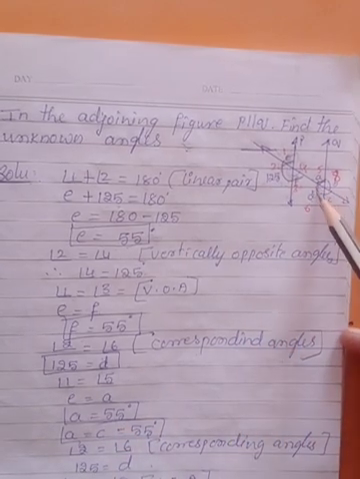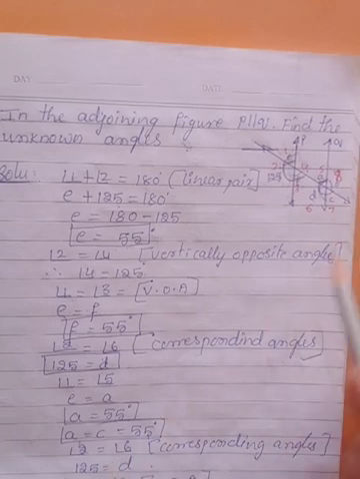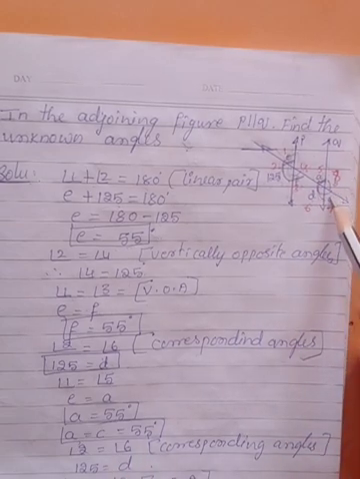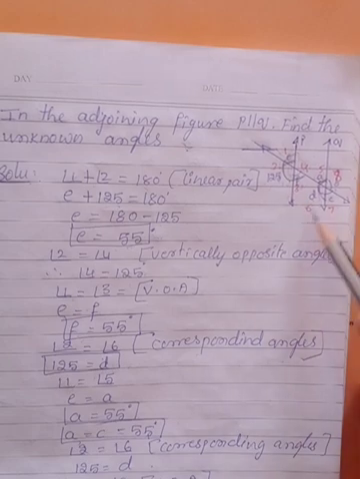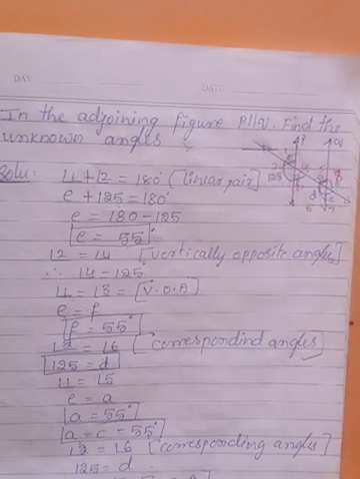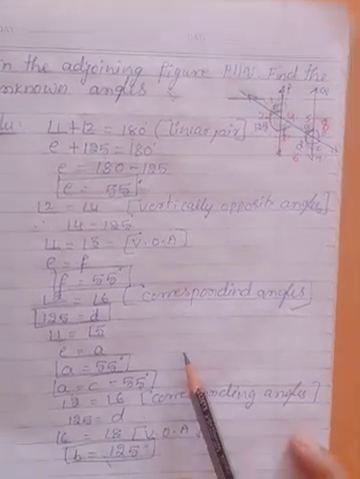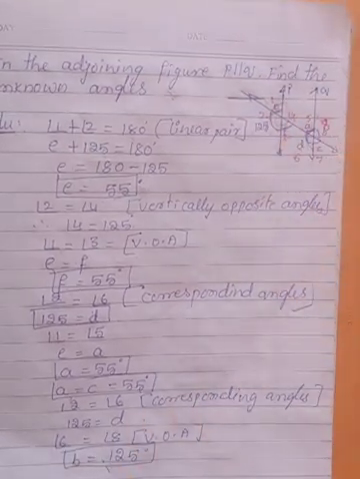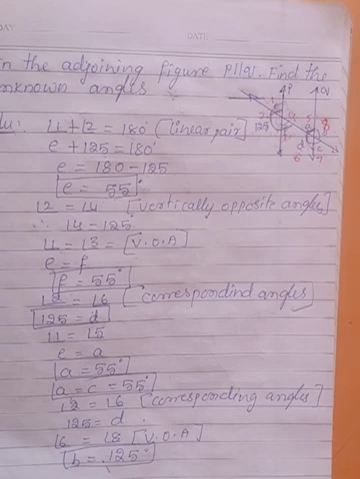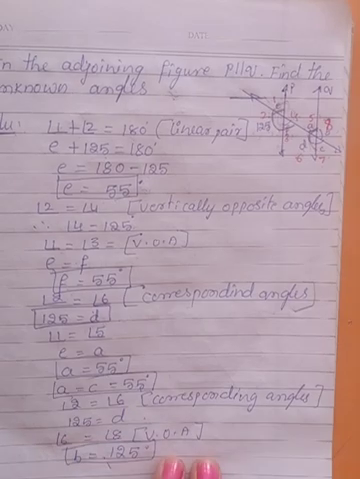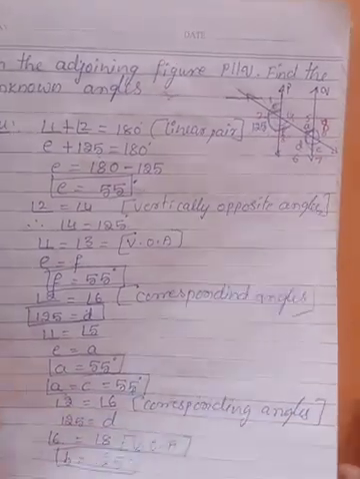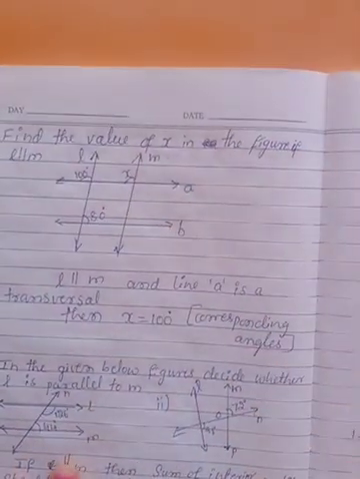A we got, D we got, C and B are required. A will be equal to C, vertically opposite. So C is also 55. D will be equal to B, vertically opposite. D is 125, so B is also 125. In this way, we will be getting all the angles. This is the way of finding angles when one angle is given in the condition of parallel lines cut by a transversal. Next, we'll move to the next problem.